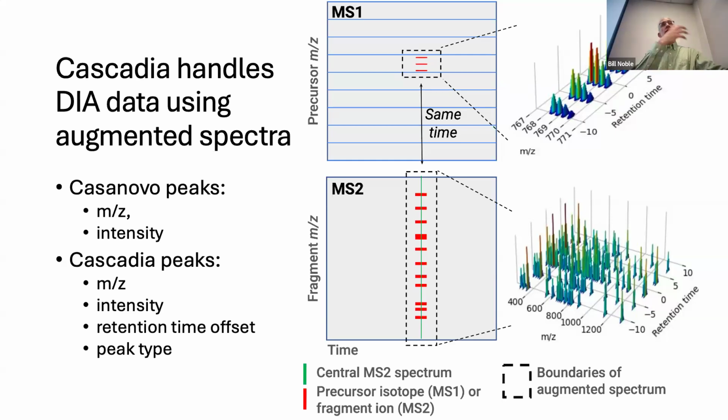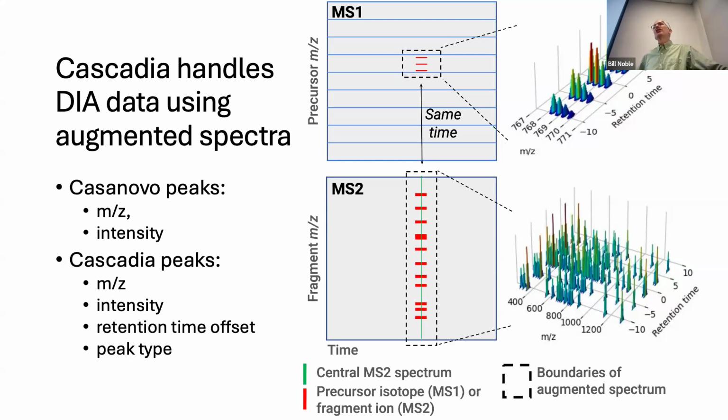So we extract all of these data into one pseudo spectrum, which we call an augmented spectrum, and feed that into Cascadia. So whereas before you just had an m/z and an intensity, now you have the m/z and the intensity, but also this time index of where you are within the window, as well as a Boolean saying, are you an MS1 or are you an MS2?